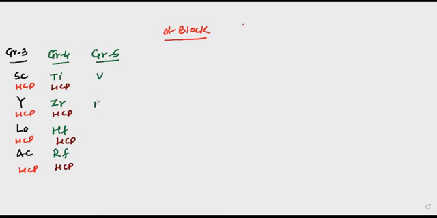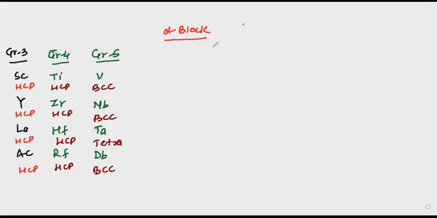Now after that we come to group 5, and in group 5 we see vanadium, niobium, tantalum, and dubnium. Vanadium is BCC, niobium is also BCC, and this one is tetrahedral, and dubnium is actually BCC.